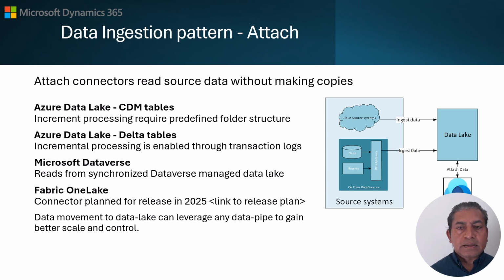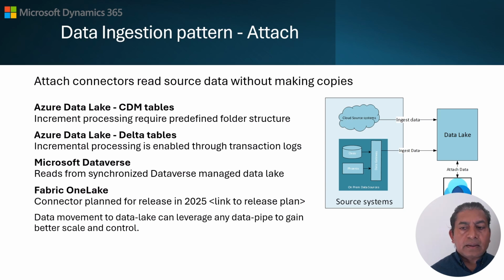There are three methods that are already GA. CDM tables, one of our earliest releases. This method expects incremental data to be stored in a predefined folder structure with proper nomenclature, which may require implementing a custom data pipe. Delta tables is a recent release that leverages Delta Lake. There is no need to create an additional data pipe because transaction logs manage the information on incremental changes.